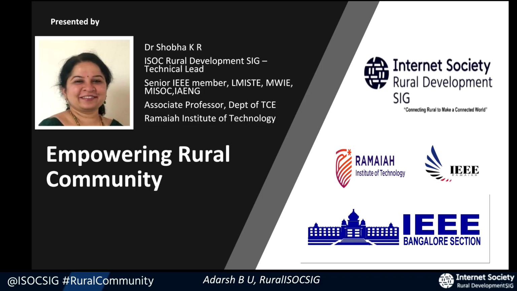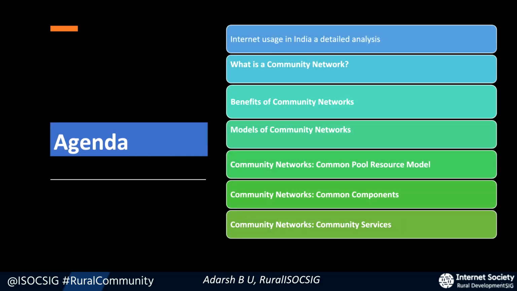Good morning, good afternoon, and good evening to participants who have joined from different parts of the globe. Today we will see the empowerment we could bring to the rural community from two angles. My main focus will be on the internet facilities available in India. First, I will provide an analysis of internet usage in urban as well as rural India. Then I will talk about how community networks can provide a solution for increasing internet usage in rural India. So these are the two dimensions.